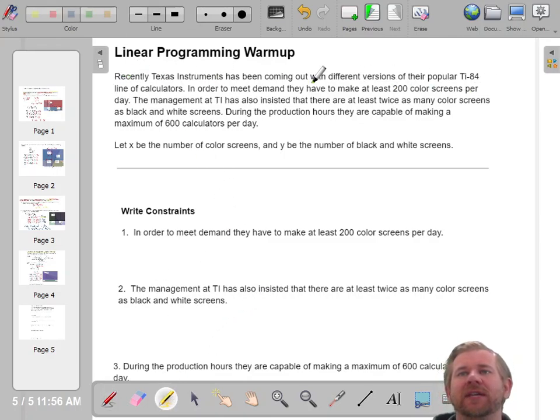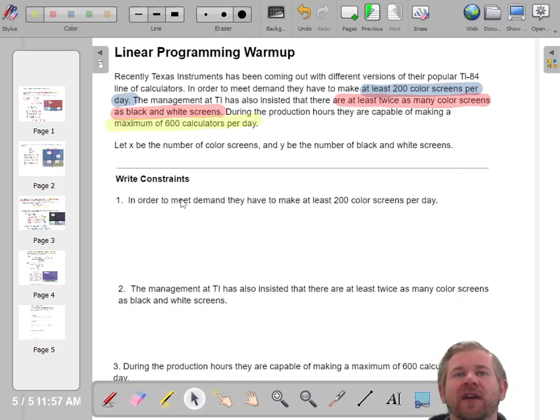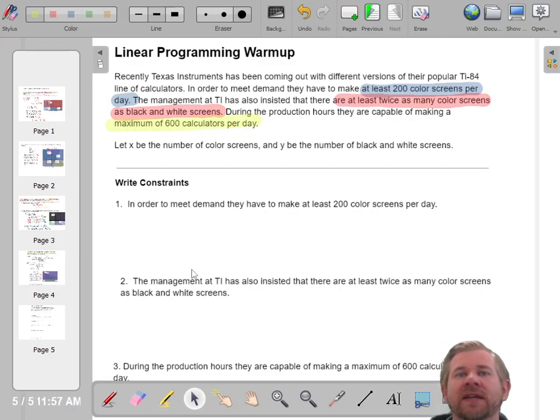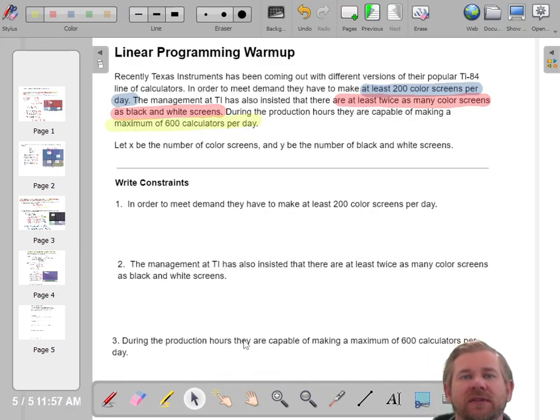This is about graphing calculators and there's all sorts of different ones now. This says, in order to meet demand, they have to make at least 200 color screens per day. That's a constraint. What else? They insist that there are at least twice as many color screens as black and white screens. Be careful, that's going to be tricky. And then what else? During production, they are capable of making a maximum of 600 calculators per day. It doesn't say anything about profit, but we are defining our variables there. X is the number of color screens, and Y is the number of black and white screens.